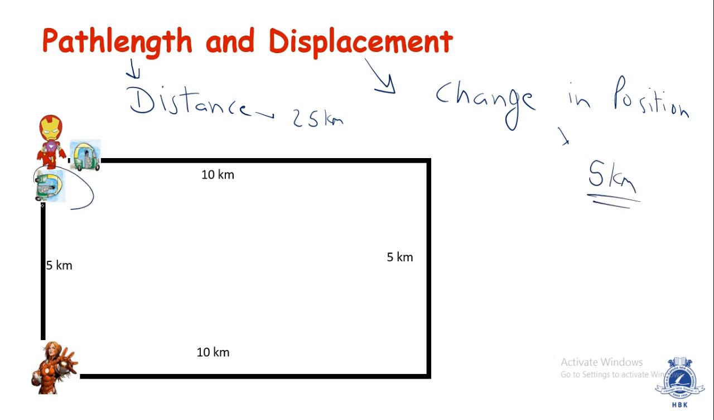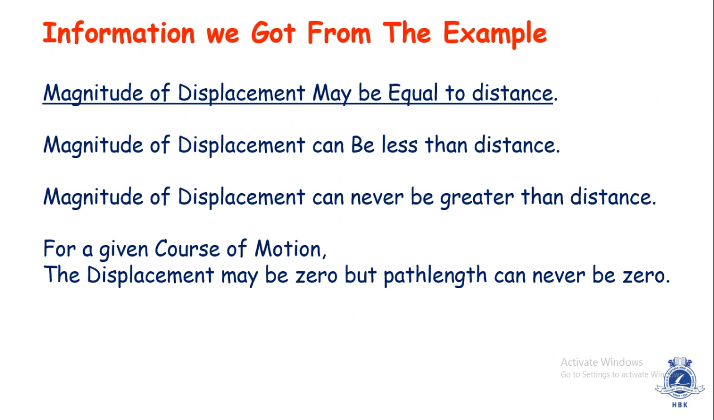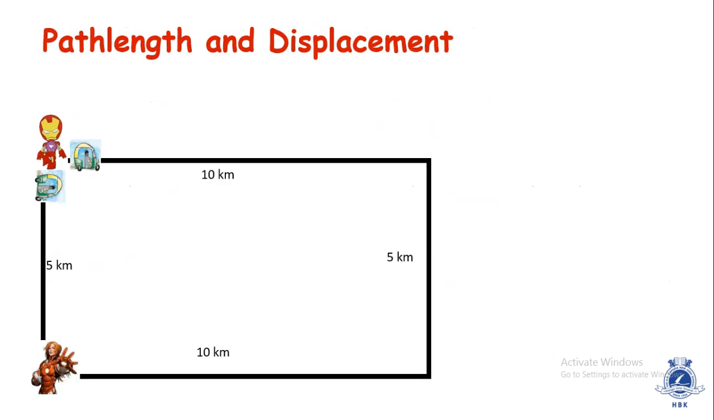If the rickshaw wala is honest, then he will have a smaller displacement, and if not, then he will have a larger path length or a larger distance. So let's see some information we got from this example. Magnitude of displacement may be equal to distance. What do you think, when will these things be equal? Magnitude of displacement and distance are equal.